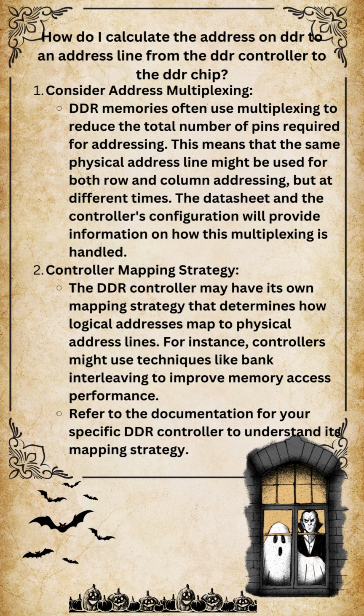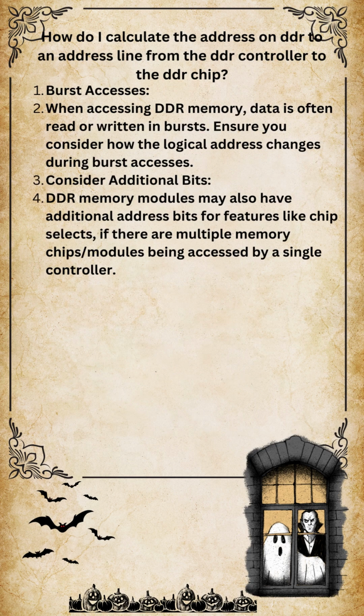Controller mapping strategy. The DDR controller may have its own mapping strategy that determines how logical addresses map to physical address lines. For instance, controllers might use techniques like bank interleaving to improve memory access performance. Refer to the documentation for your specific DDR controller to understand its mapping strategy.